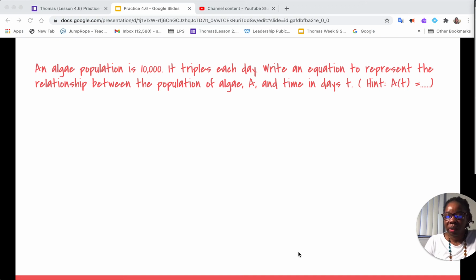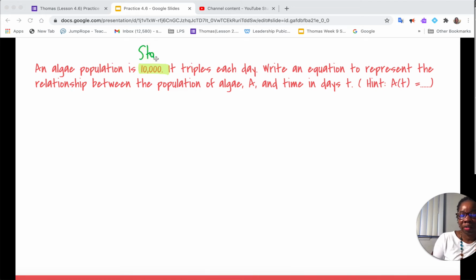So this one says, question 2, an algae population is 10,000. It triples each day. We're to write an equation to represent the relationship between the population of algae and time in days, and that time is represented by t. So if we examine the information that we are given in the problem, some important information, this 10,000 here is going to be our start.